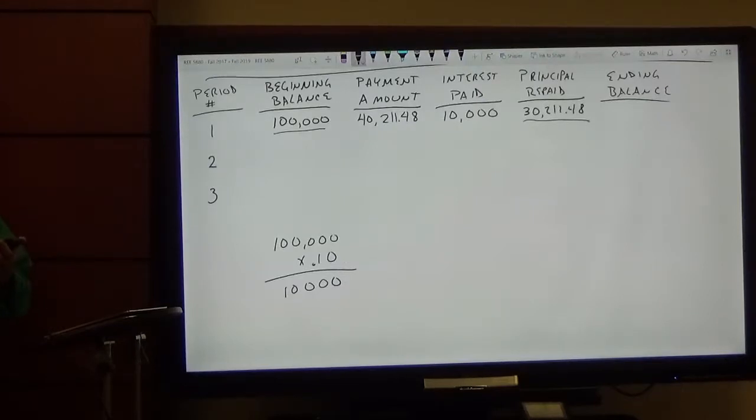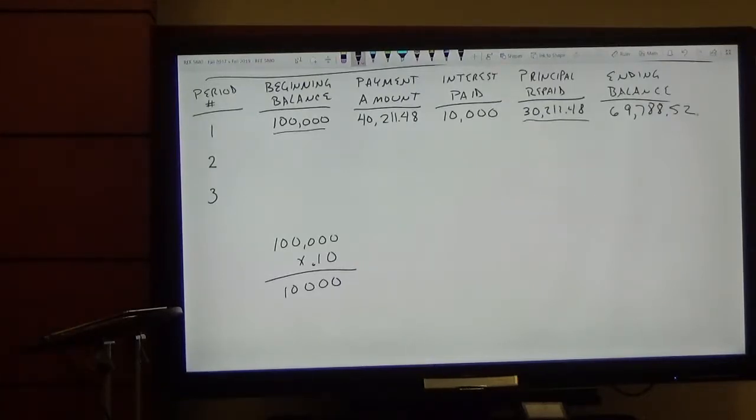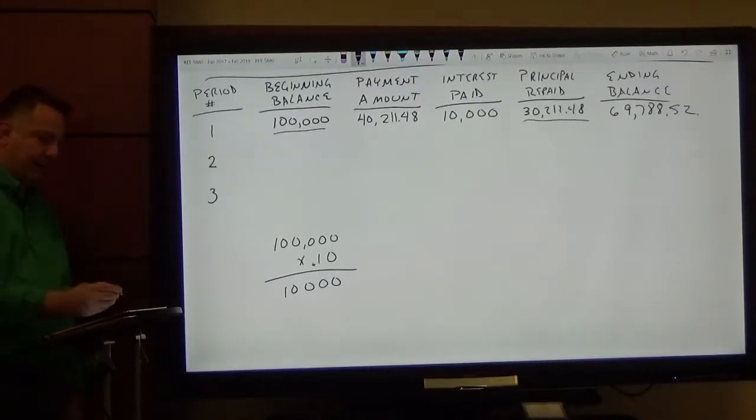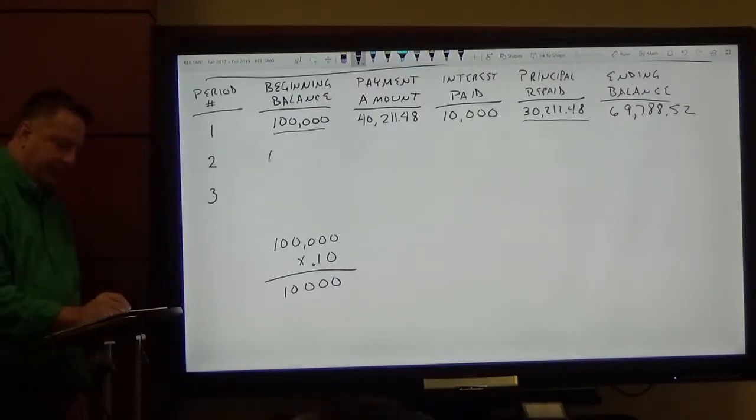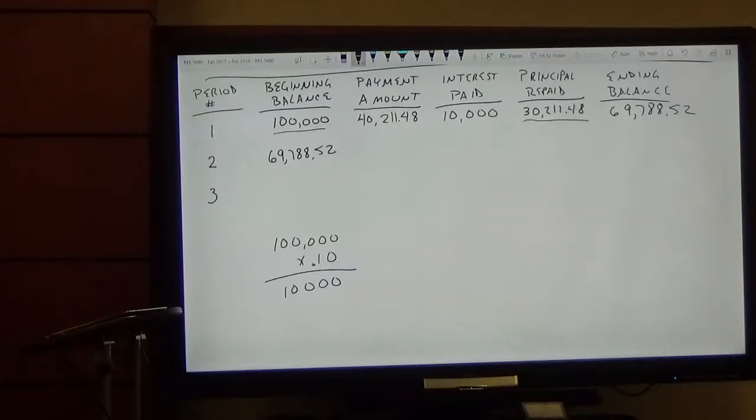So in this case, 100,000 minus 30,211.48 gives us an ending balance of 69,788.52. Okay, everybody understand how we did that and what we did? Yes or no? Yes. Okay, so now that ending balance at the end of year one becomes our beginning balance here at the beginning of year two, 69,788.52. Okay, everybody still with me?